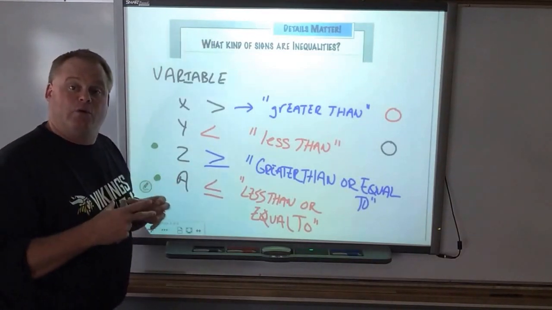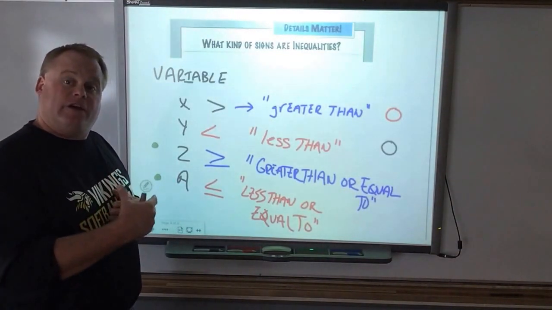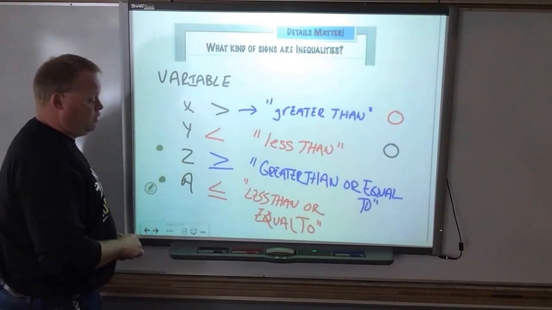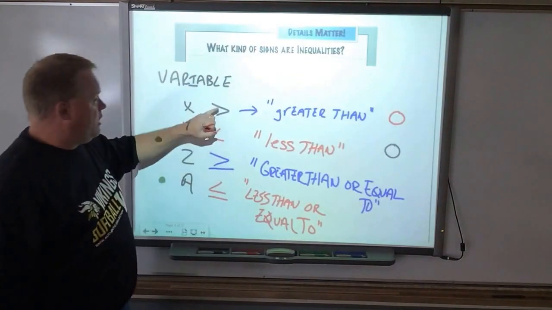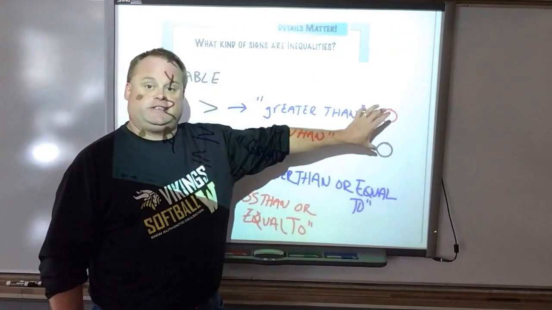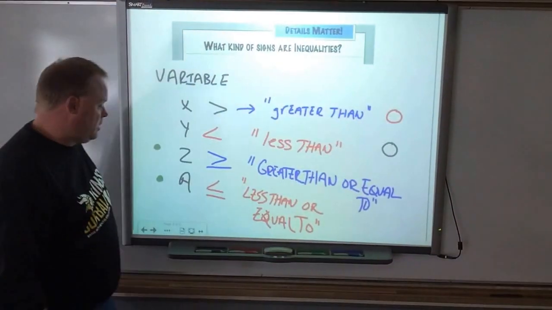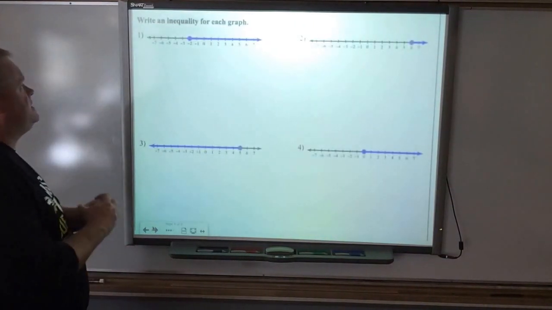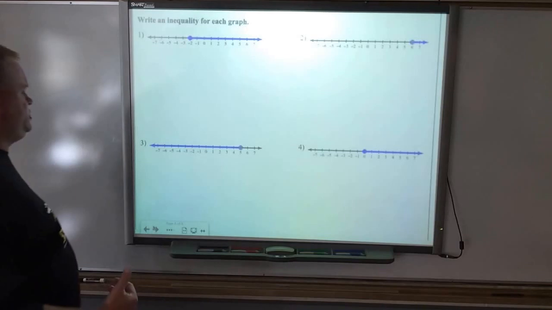Just like a point when we graph an equation, it's a solid dot. This is a solid dot as well. When it's just greater than or less than, it is an open dot. All right. So I look at this and I have a solid dot at -2.